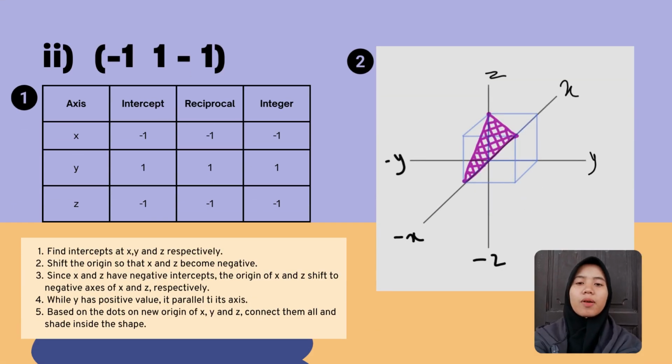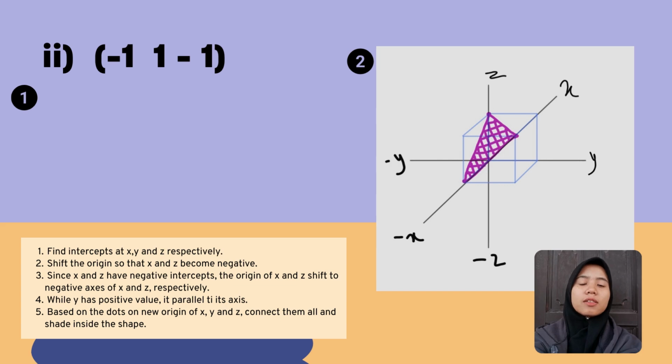For bar 1, 1 bar 1, find each intercept. As you can see in the table, the intercepts for x, y, and z are -1, 1, -1. Only y has a positive intercept. Therefore, the origin of y aligns to its horizontal axis. Mark the new origin. So, x and z both have negative values. Both of their origins shift into the negative axis respectively. Mark the new origin. Now we have 3 dots on different edges. Connect all the dots and we have a triangle.